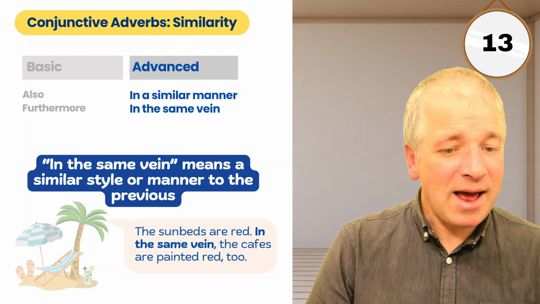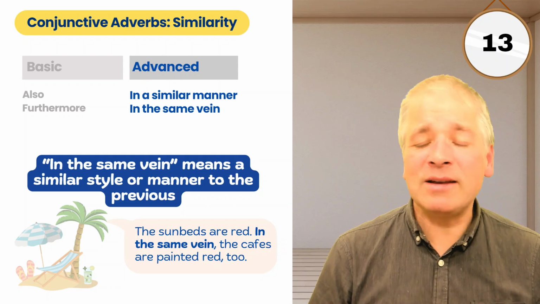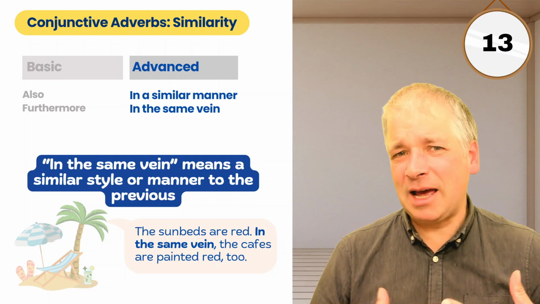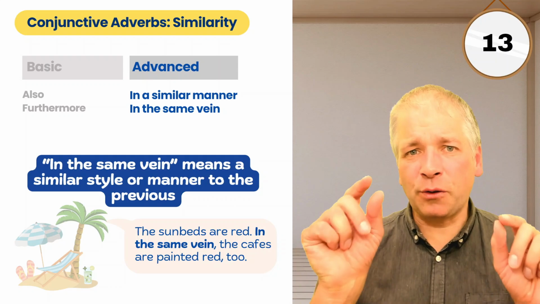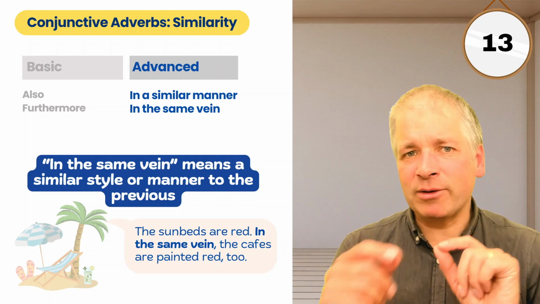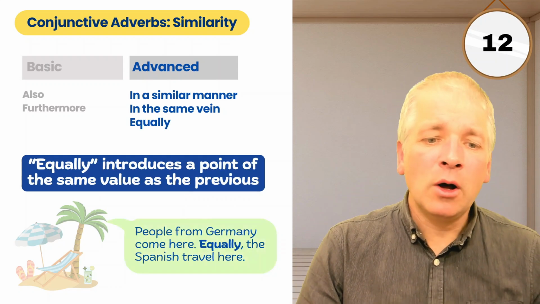Also, in the same vein, which means a similar style or manner to the previous. The sunbeds are red. In the same vein, the cafes are painted red too. So there's some connection in terms of style here. Here the theme is red, being the similarity between both parts.